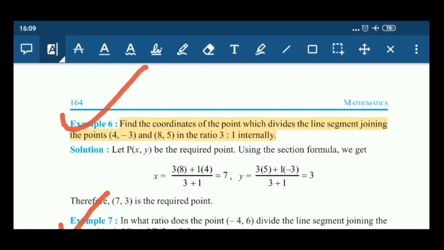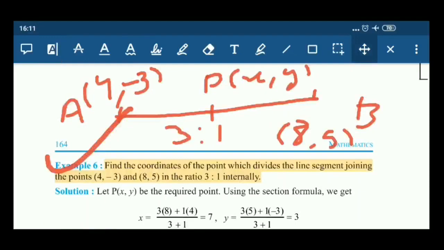Now I am going to solve example number 6 and you will learn how to use this section formula. In example number 6, find the coordinates of the point which divides the line segment joining the points (4, -3) and (8, 5) in the ratio 3:1 internally. See the solution of this example.